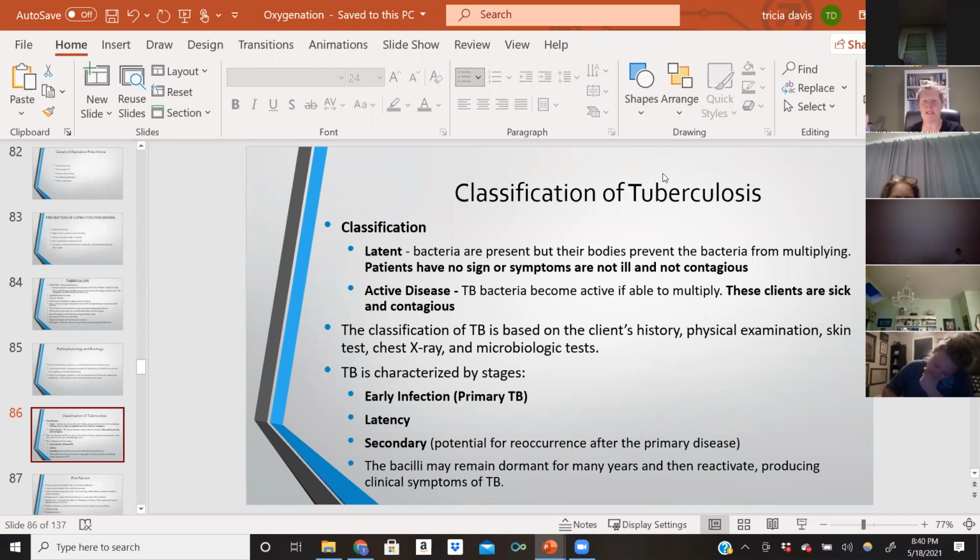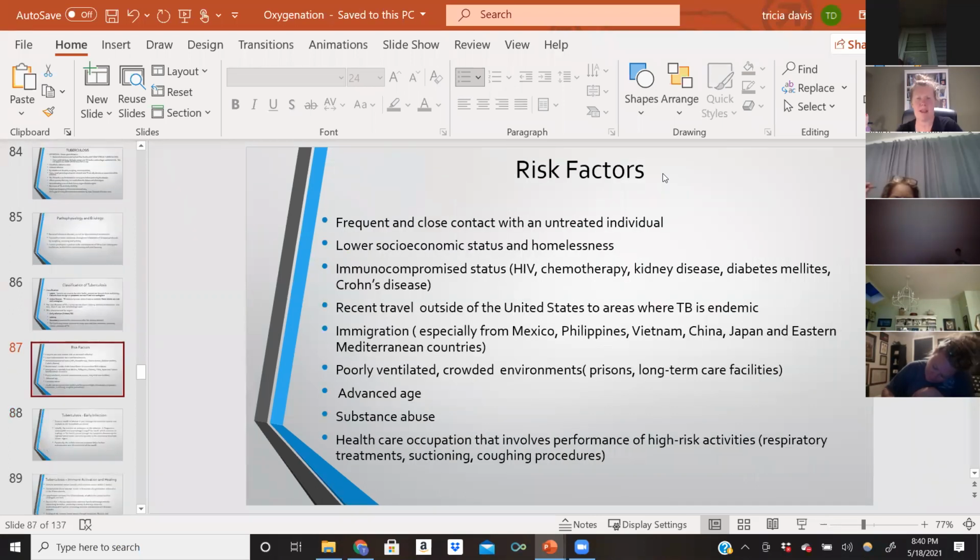Secondary is going to be the potential for reoccurrence after the primary disease. The bacilli may remain dormant for many years and then reactivate, producing the clinical symptoms of TB. So, risk factors. Frequent and close contact with an untreated individual. So someone that has it, but they haven't been treated for it. That puts you at risk. Doesn't mean that you'll get it, but it does put you at risk.